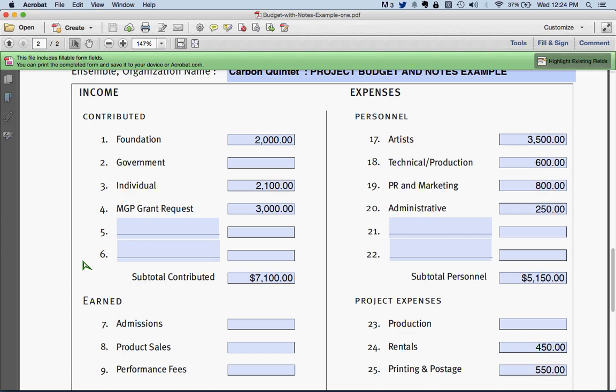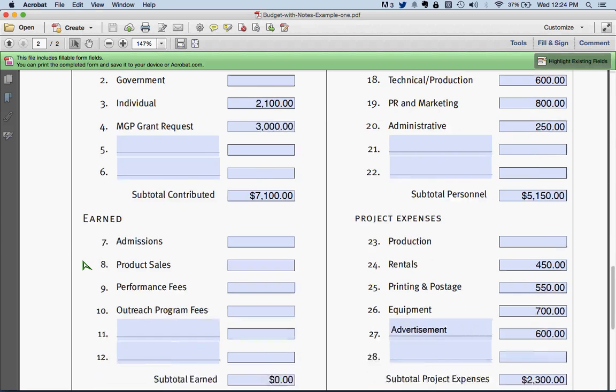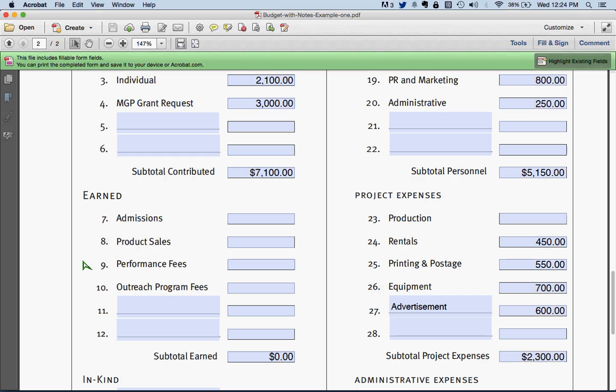And then you'll see here, there's the earned side. So this includes stuff that I was talking about before, like income from gigs, which would fall under performance fees. Product sales, so when I was talking about CD sales, that would fall in here. Obviously, that's not applicable in this particular project because they're not doing a CD recording or producing any kind of product. They're just doing a performance.